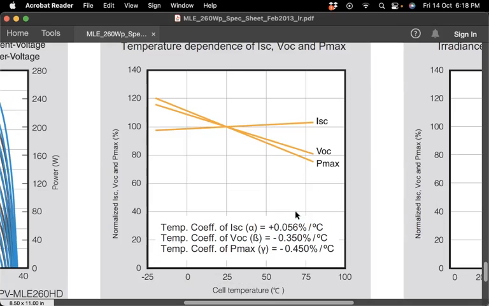But with voltage, you are decreasing 0.35% per degree Celsius. It's roughly 7 times the percentage, 0.05 to 0.35. That's why the overall performance of a solar cell with respect to temperature is negative.